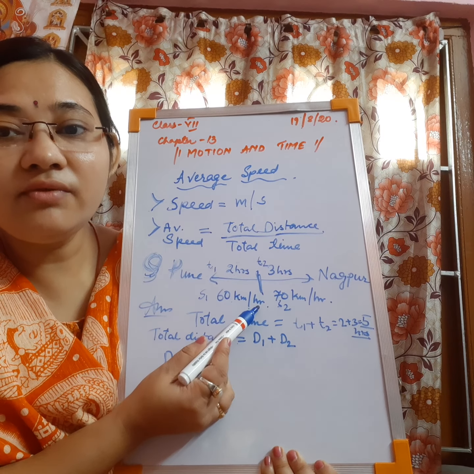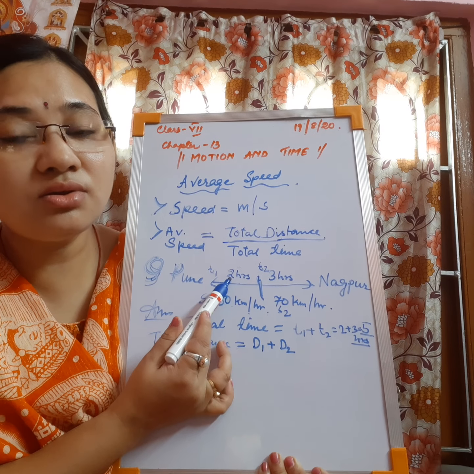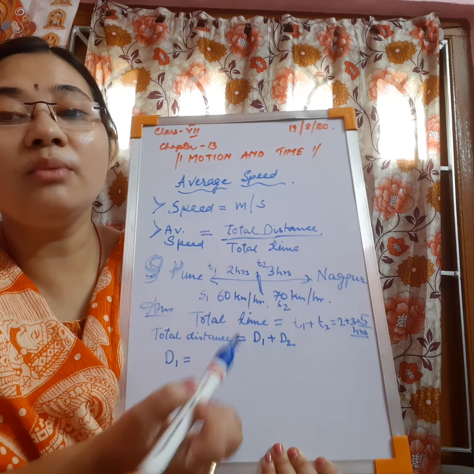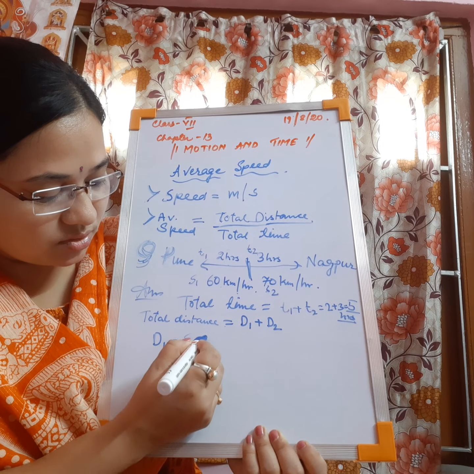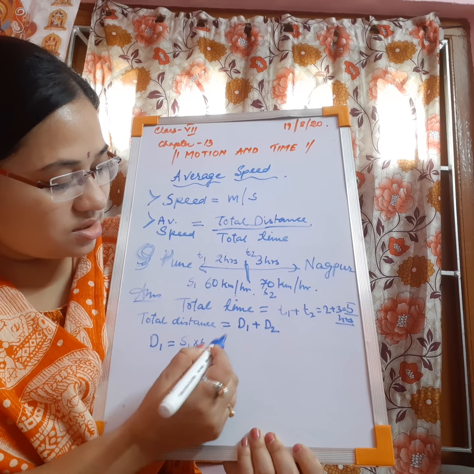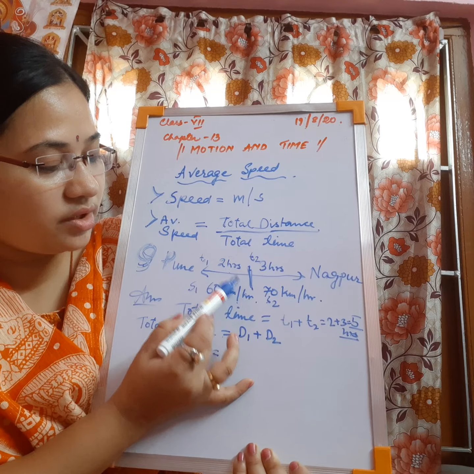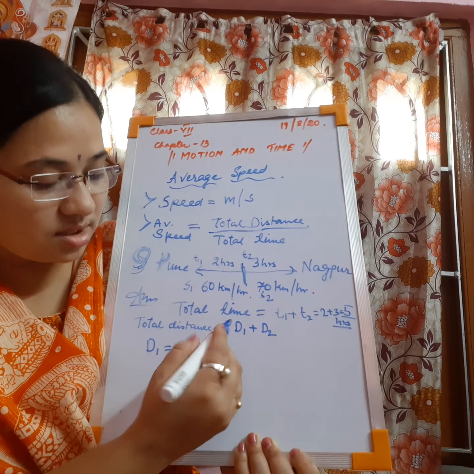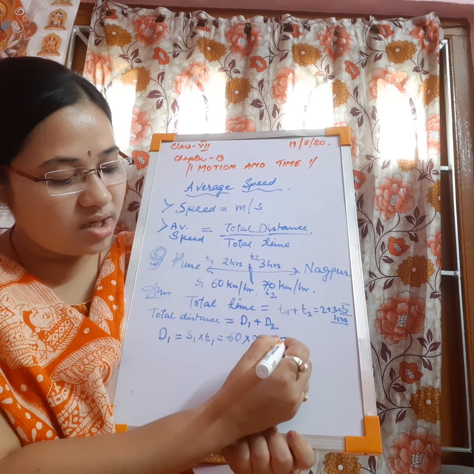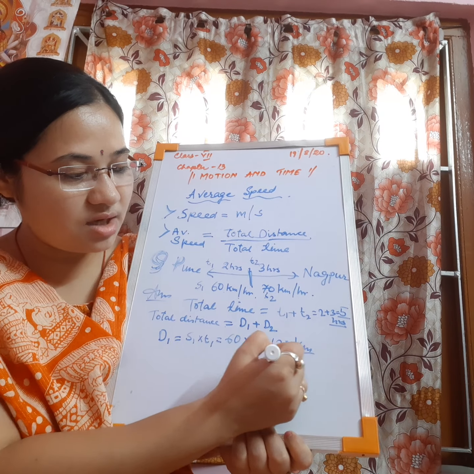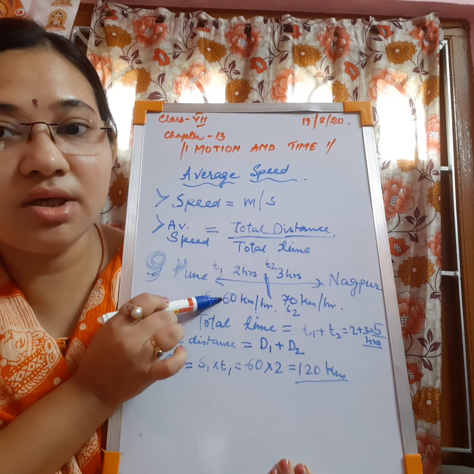So if in 1 hour he is going 60 kilometers, then in 2 hours he will go 60 into 2, that means 120 kilometers. You know D is equal to S1 into T1. If 60 kilometers he is covering in 1 hour, then how much will he go in 2 hours? It will be 60 into 2, that is 120 kilometers. This is our D1. We are getting this directly from the numerical.